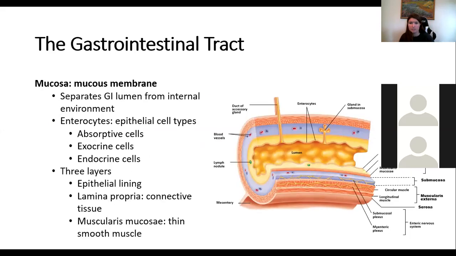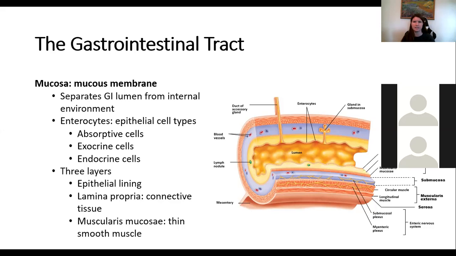So now we're going to go through each of these layers in a little more detail, starting with the mucosa. The mucosa, its job really is to separate the inside of the tube, the GI lumen, and all the food that is going through it from the internal environment. And here by internal environment, we mean the rest of your cells, the rest of the stuff in your body. So we're going to start with a layer of epithelial cells.